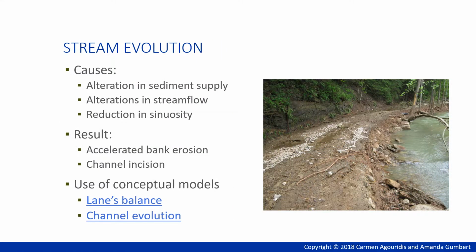When a stream undergoes a change, be it natural such as with a flood, landslide, or earthquake, or be it man-made such as with channelization, the stream will evolve. Two commonly used conceptual models are Lane's balance and a Simon channel evolution model. Click on the links in the PowerPoint to learn more about both.